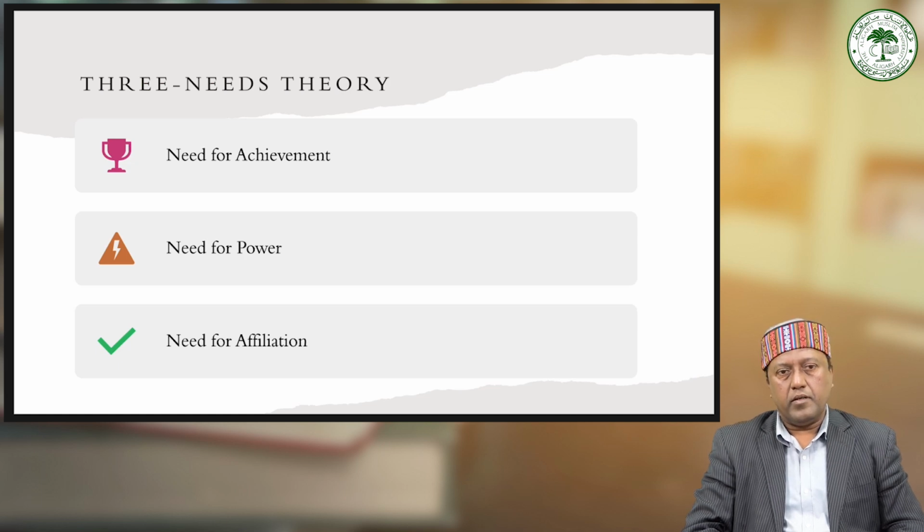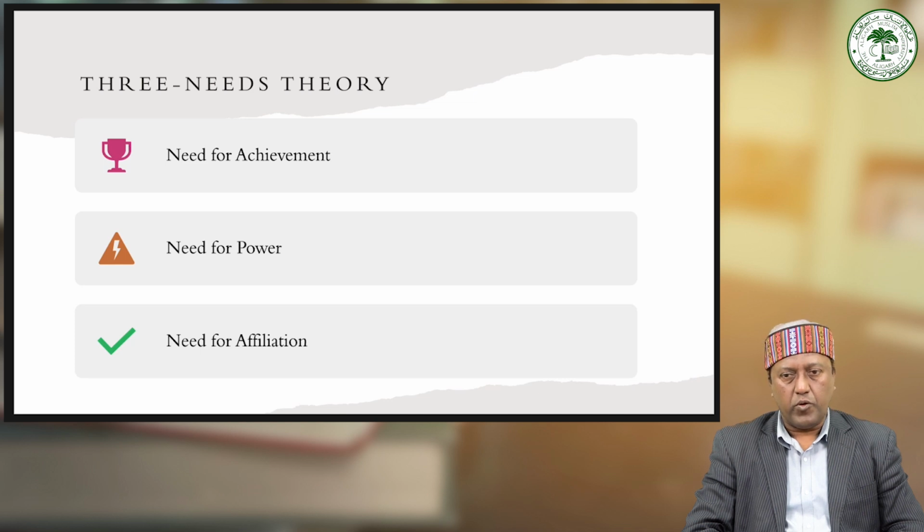The second important need is need for power. This need represents the desire to have influence and impact over others and the organization as a whole. Individuals with a high need for power are motivated by the opportunities to lead, make decisions, and affect change. They thrive in situations where they can assert authority, influence outcomes, and demonstrate their leadership abilities.